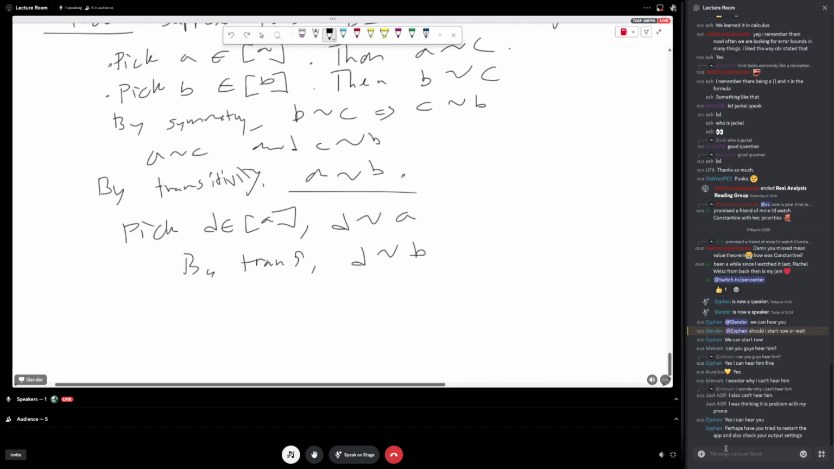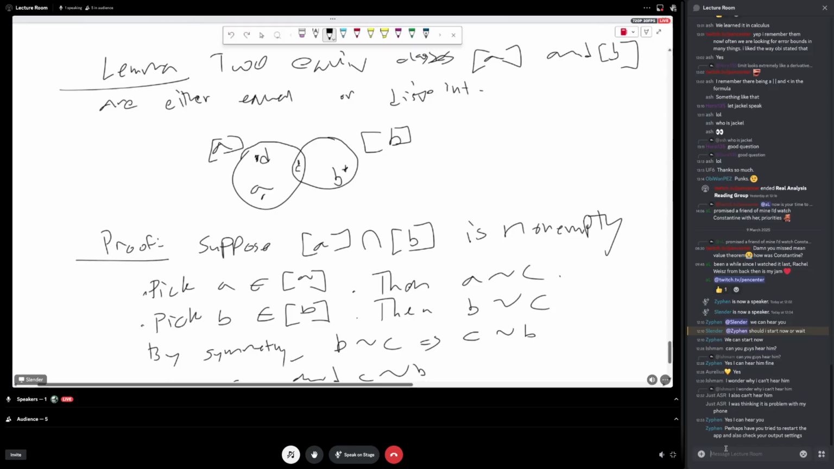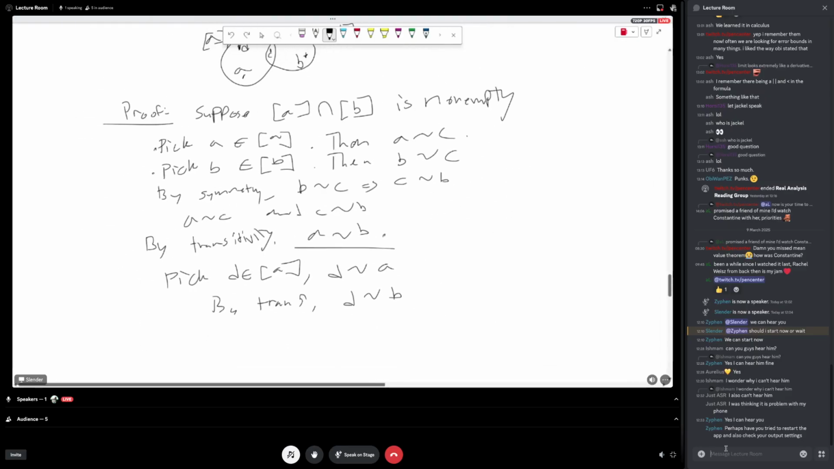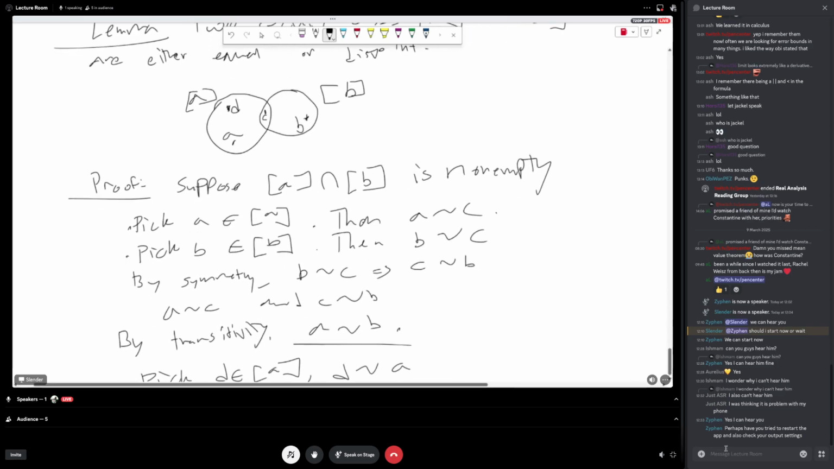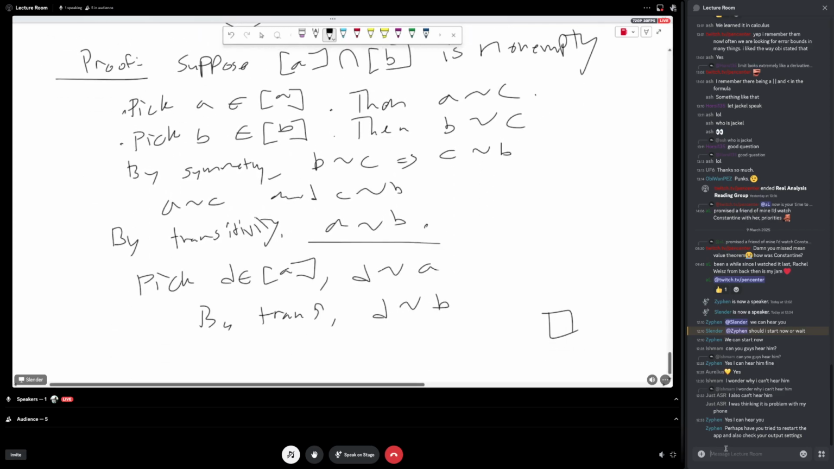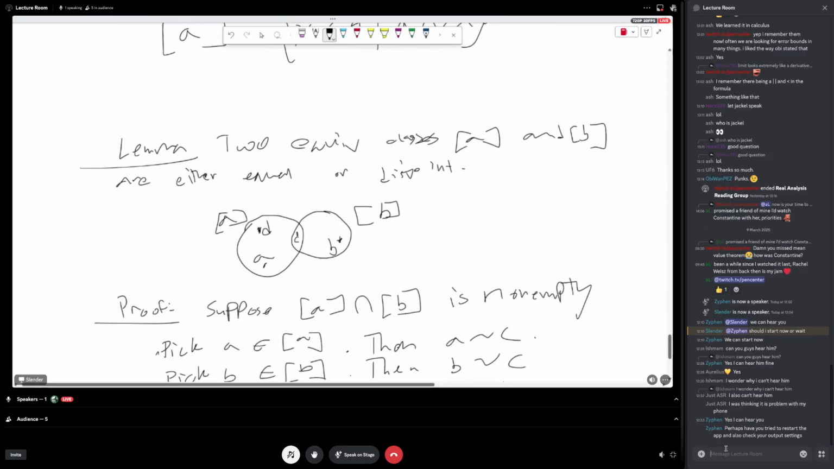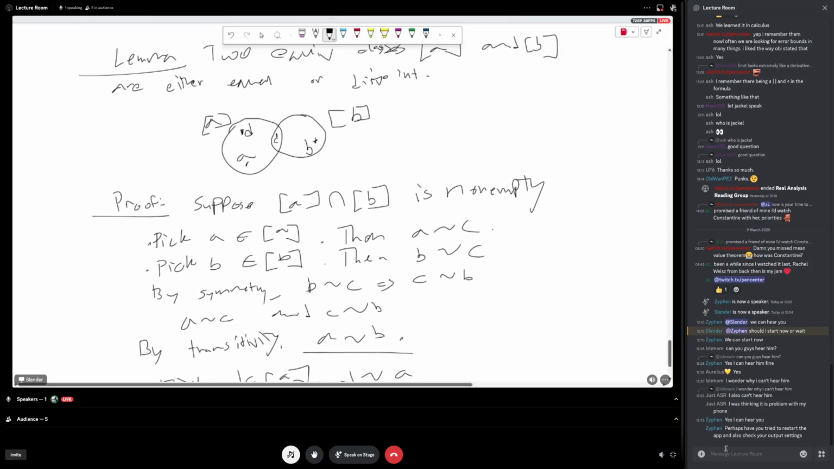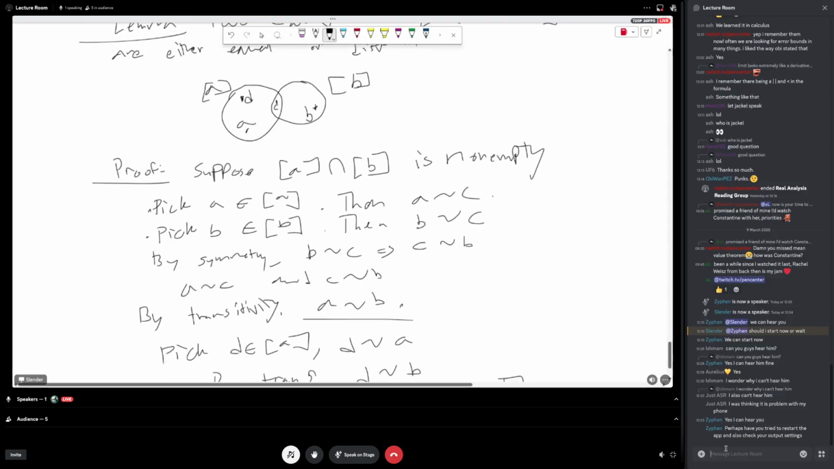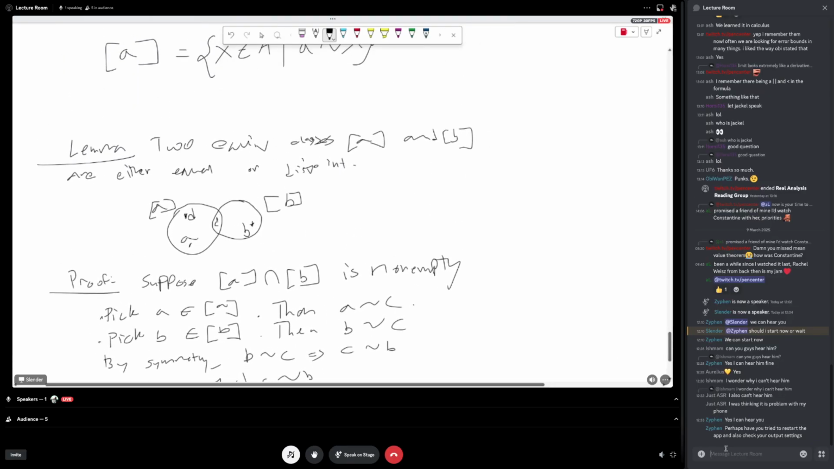So now that we proved it for any element D of this equivalence class of A, we can now pick anything from B and the symmetry will just result in the same thing. So I won't go into that. You can check it yourself. By symmetry, the next part of the proof is just trivial. So that ends our proof that two equivalence classes are either equal or disjoint.